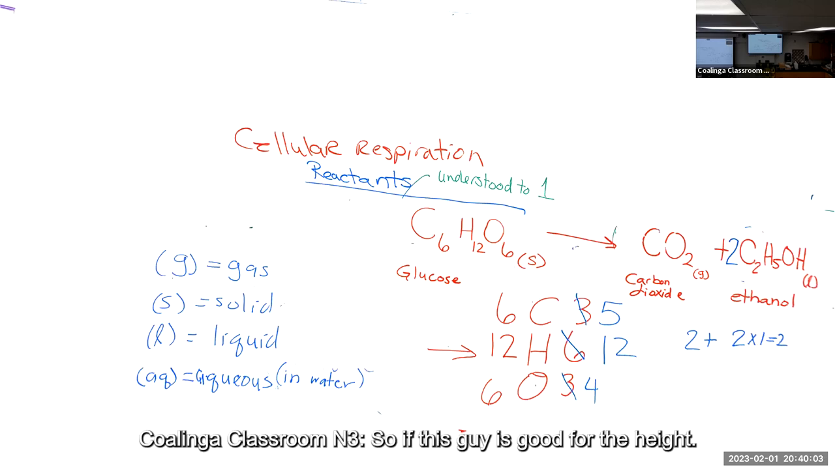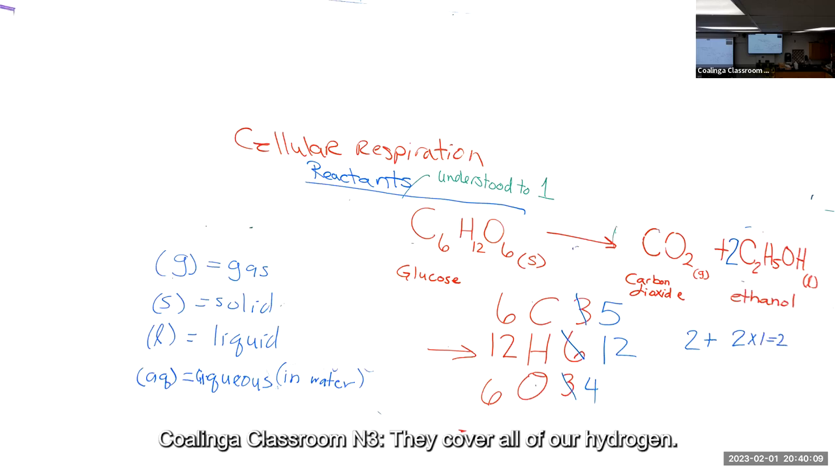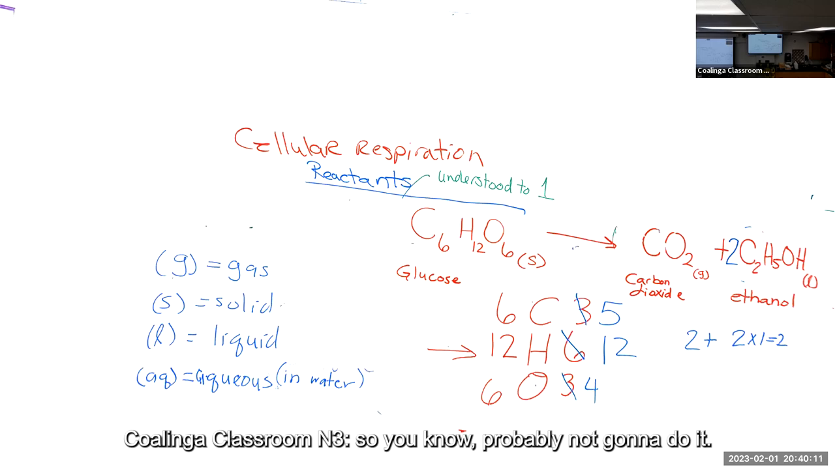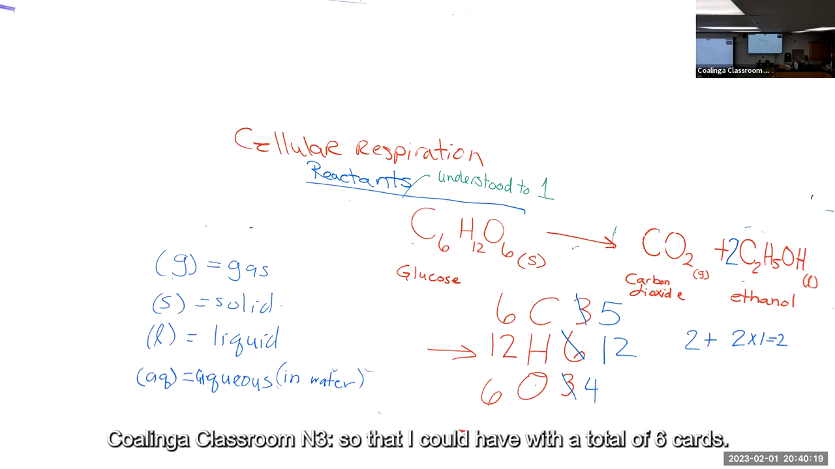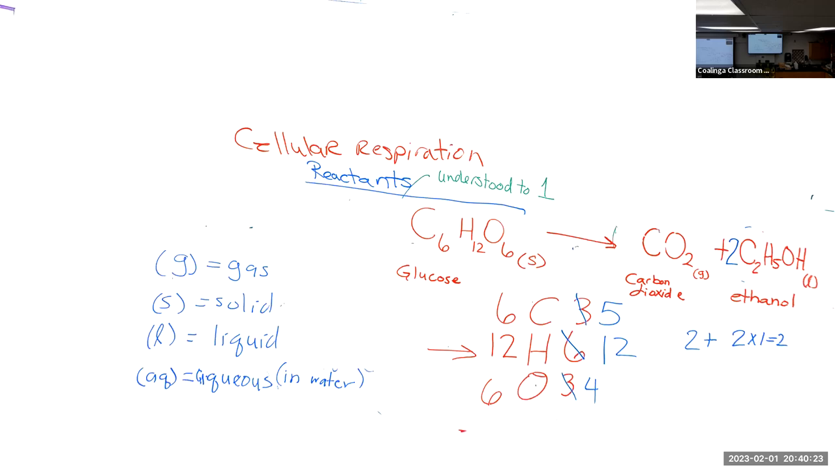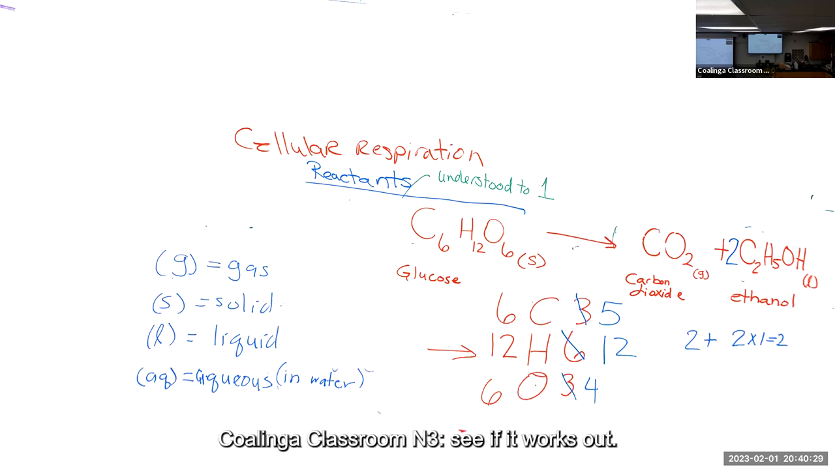Okay. So if the ethanol is good for the hydrogens, they cover all of our hydrogens. So we know we're probably not going to do anything with it, right? Nothing else. So what can I put in front of my carbon dioxide so that I can end up with a total of 6 carbons? But we'll try it just for kicks and giggles, right? See if it works out.